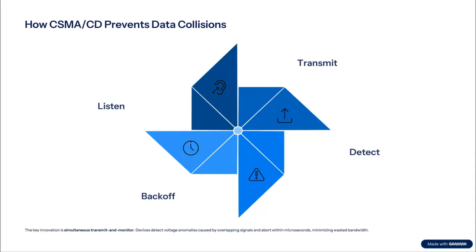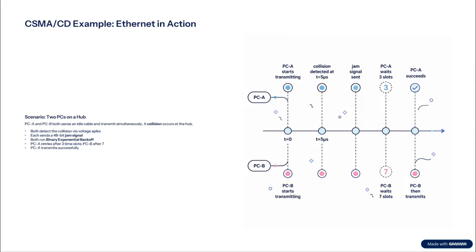So how does CSMA/CD prevent data collisions? Listen, transmit, detect collisions, jam signal followed by backoff. So that's a key takeaway.